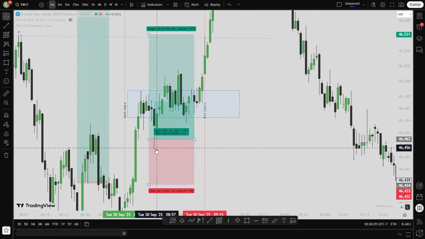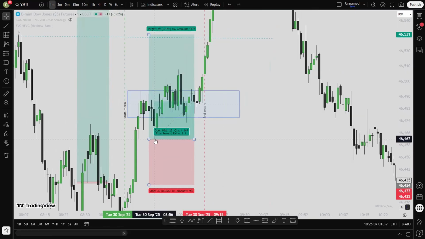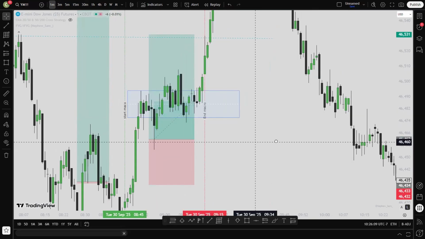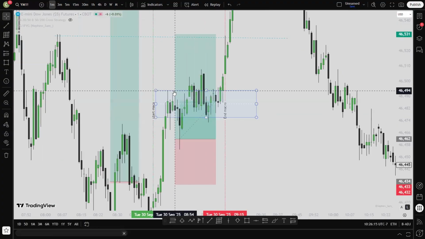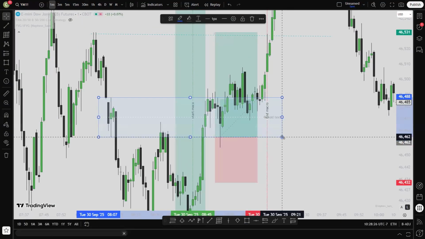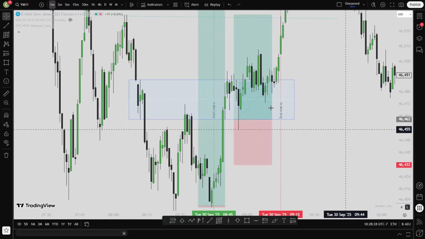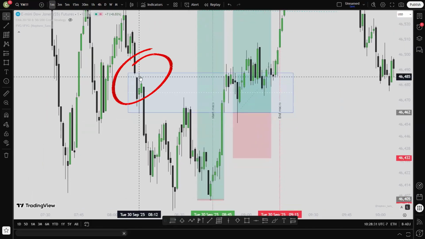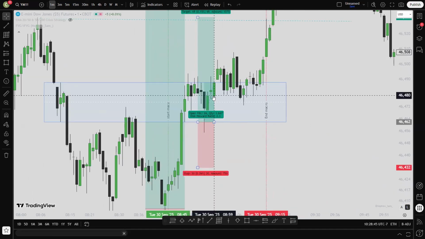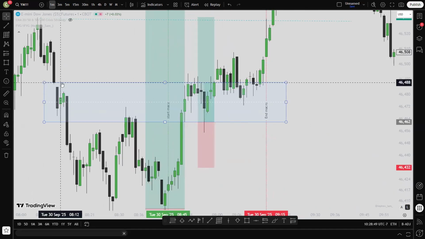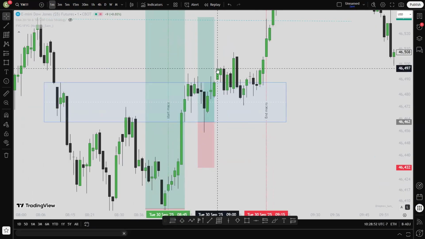So after you pull back, you took this entry right here. Okay, this becomes the mitigation block here, but you're actually looking over to the left. Your third entry could be off this breaker right here, which is a little bit hard to see, but you can see there was a change of state right here. We actually break this mitigation block here and break that breaker right here.